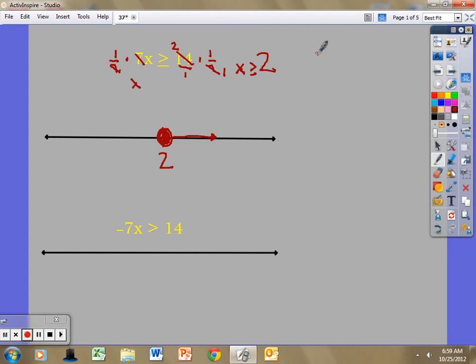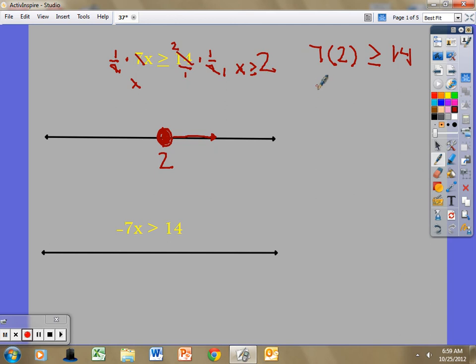Now again, to check this, I could say 7 times, now it says x is greater than or equal to 2. So let's just substitute in 2, and let's see if this 2 still makes this inequality true. 7 times 2 is 14. Is 14 greater than or equal to 14? Yes, it is. Now we can also try substituting another number that is greater than or equal to 2.